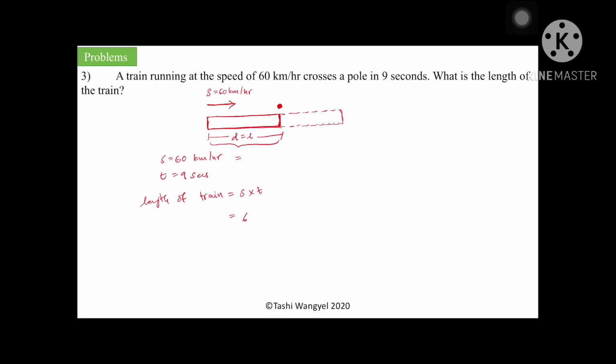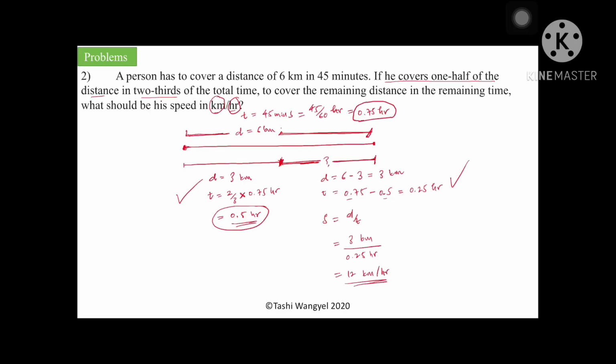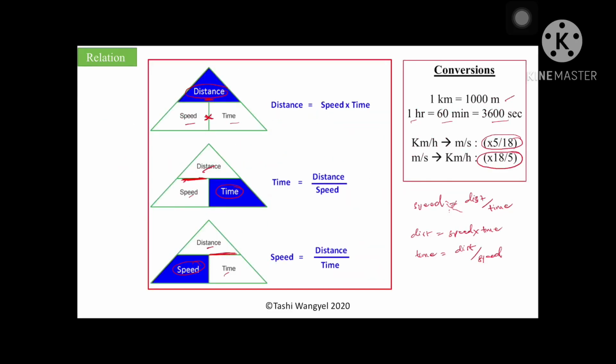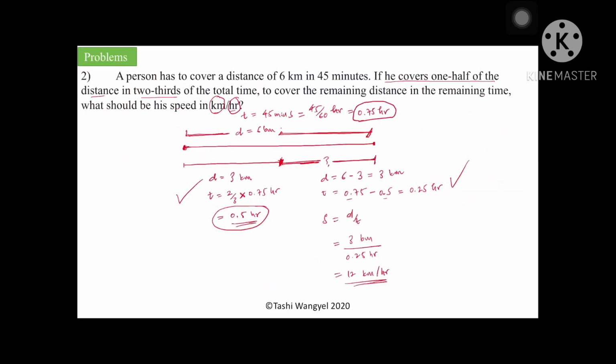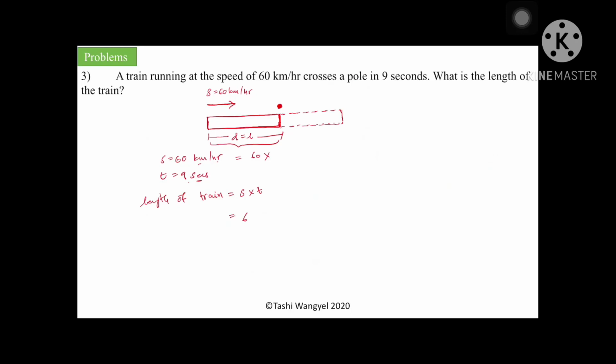The length of the train is in meters and the time is in seconds, so 60 km per hour must be converted to meter per second. The formula to convert kilometer per hour to meter per second is to multiply by 5 by 18.